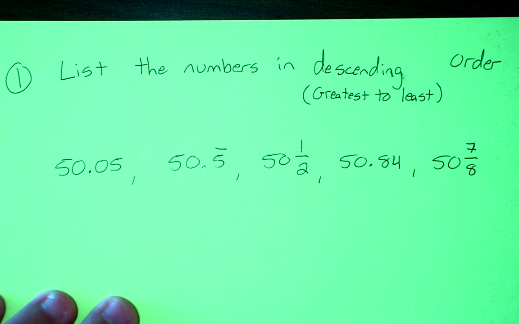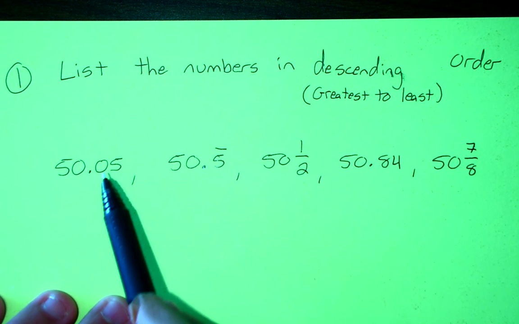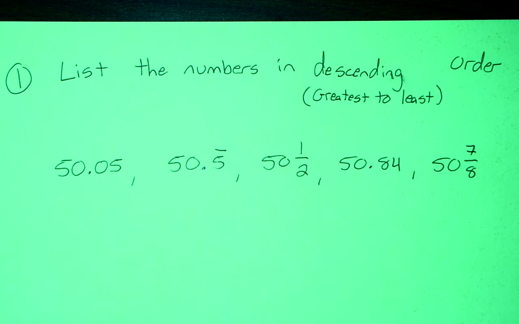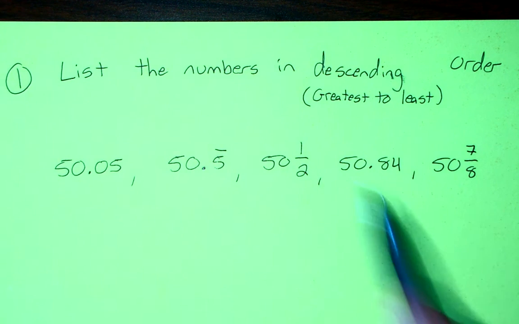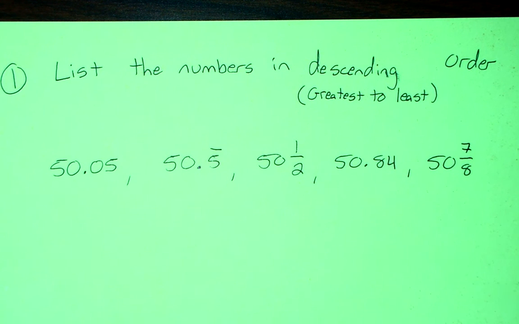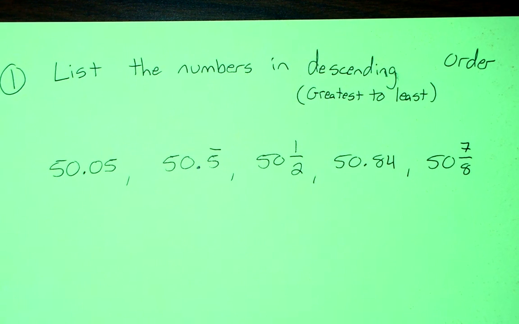Okay, on the homework, we have to do some comparing and ordering. Notice we got decimal, decimal, fraction, decimal, fraction. What I would do here is I would convert the fractions to decimals. Then you can compare the decimals and put them in greatest to least order. That's what I would personally do there. You will have to do that on your test.